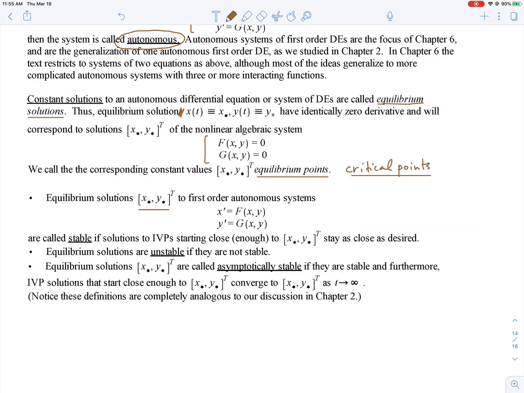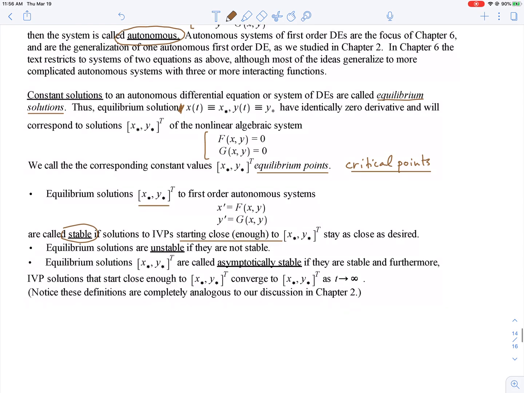Okay, so now let's talk about stability. And the intuitive definitions are just the same. So an equilibrium solution is stable means that if, say at time t equals 0, x of 0, y of 0, or x naught, y naught, is close enough to the equilibrium point x star, y star, then x of t, y of t will stay as close as you want for all later time.